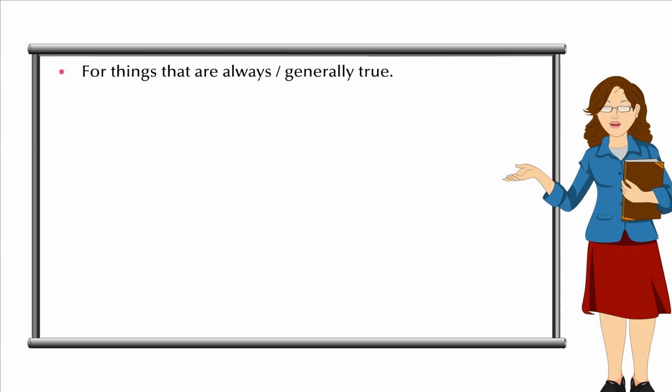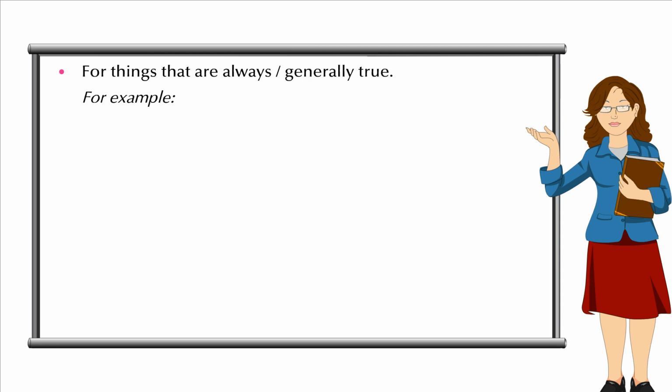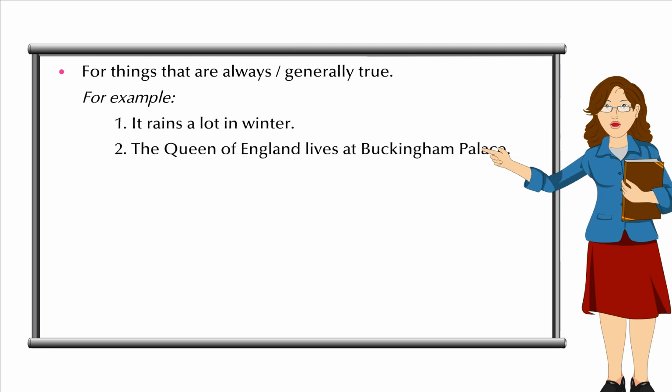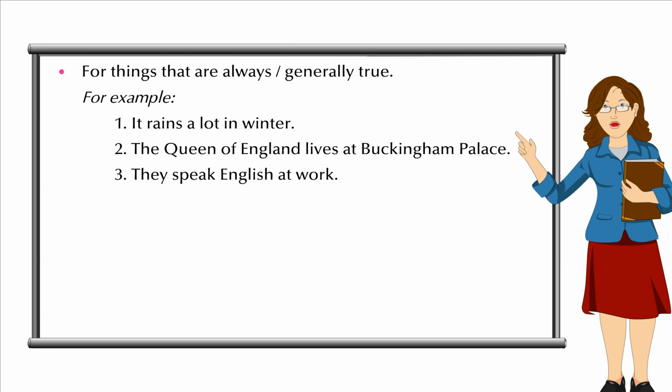For things that are always or generally true. For example, number 1. It rains a lot in winter. 2. The Queen of England lives at Buckingham Palace. 3. They speak English at work.